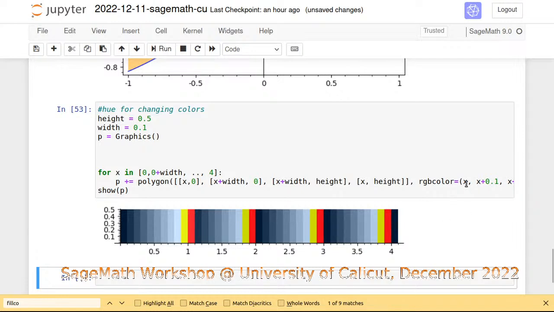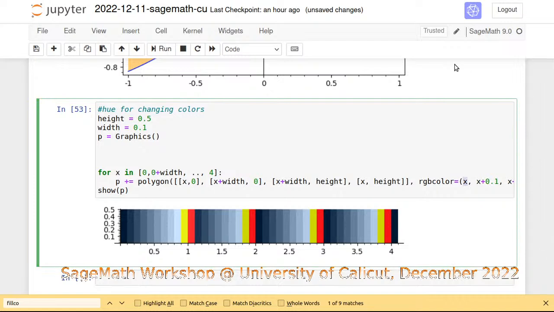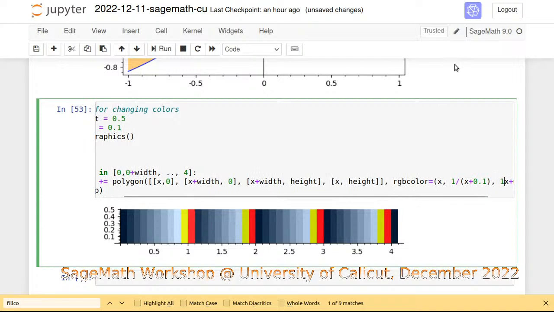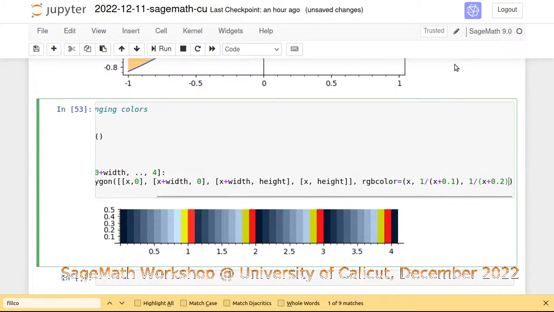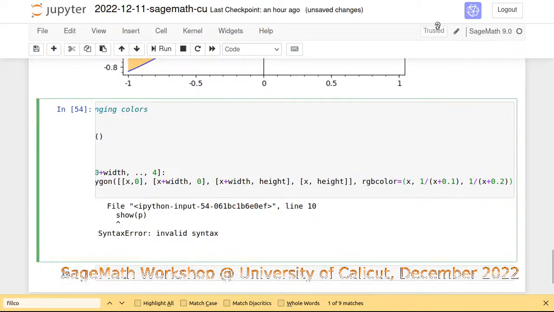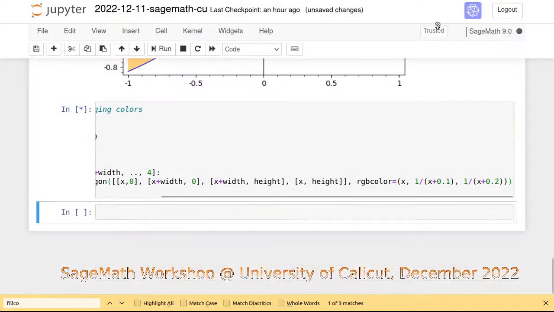But we are not getting distinct colors here. How to get a distinct color? Because the first coordinate probably is always the same. Shall I use 1 by something randomly? I am just trying, I do not have anything specific in my mind, to get some interesting picture, that's it. It should be RGB color. X, this is correct. This is also correct. One bracket is missing.